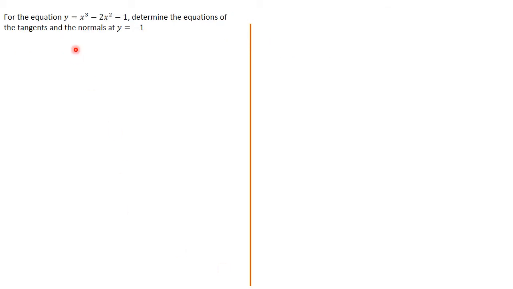For the equation y = x cubed - 2x squared - 1, determine the equations of the tangents and the normals at y = negative 1. We begin again with the equation of the tangent. We need to do the following. First, we look for the value of x for which y is negative 1. We don't know what the value of x is. Again, we need the xy coordinates so that we can proceed to work out the equation of our tangent and normal as we've done in the previous example.